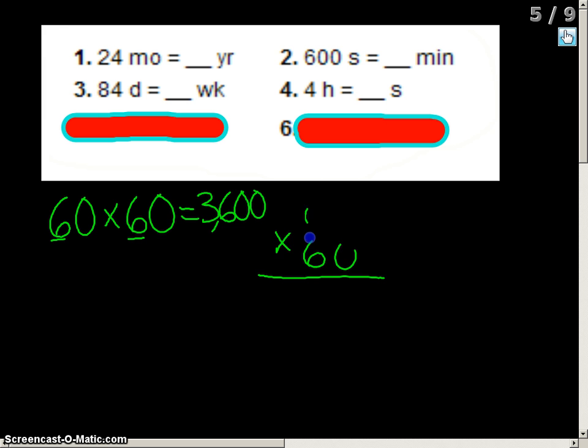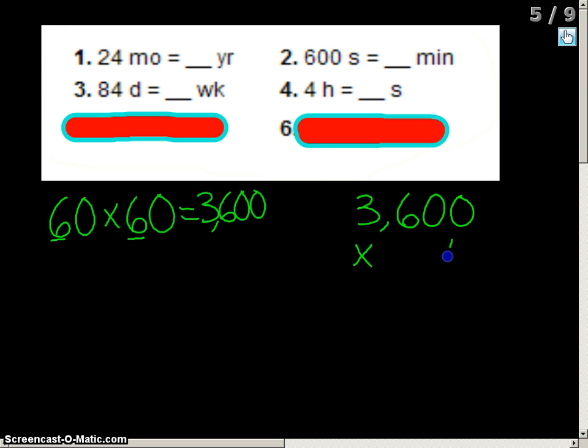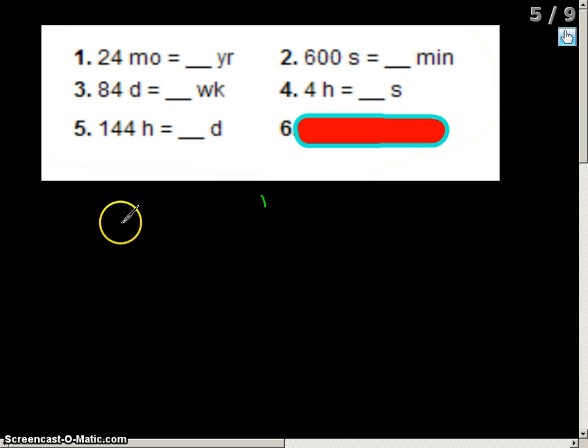So what we'll do now is we're going to take that 3,600, and you can even do this on a calculator, 3,600, and we're going to multiply this by 4. So 4 times 0 is 0, 4 times 0 is 0, 4 times 6 is 24, put my 4 here, carry the 2. 4 times 3 is 12, plus 2 is 14. So we have 4 hours equals 14,400 seconds.